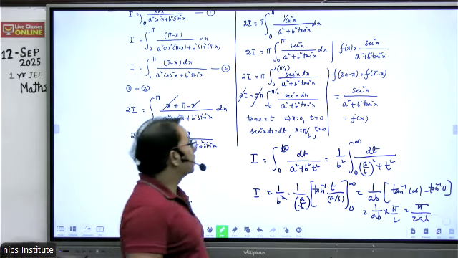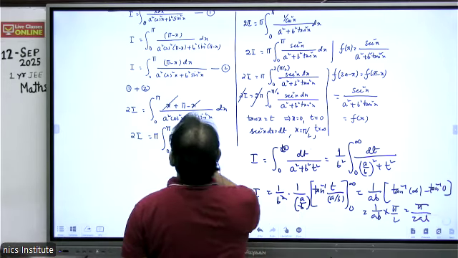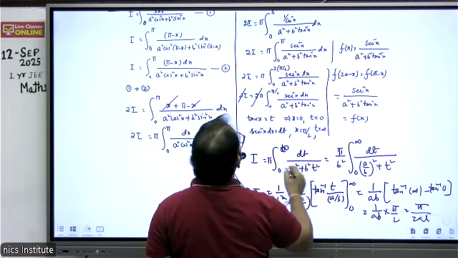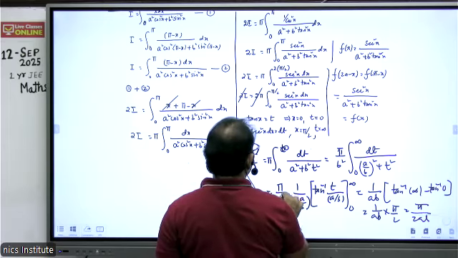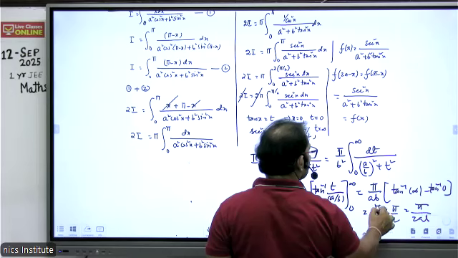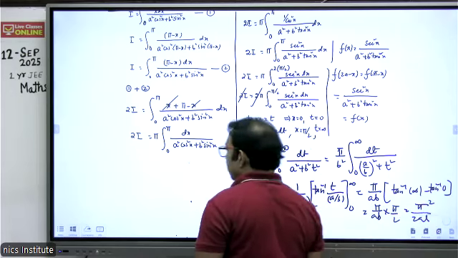Oh, pi is outside also. There was one pi here. I forgot. No, the pi 2 had been cancelled. So the answer is pi square by 2ab.